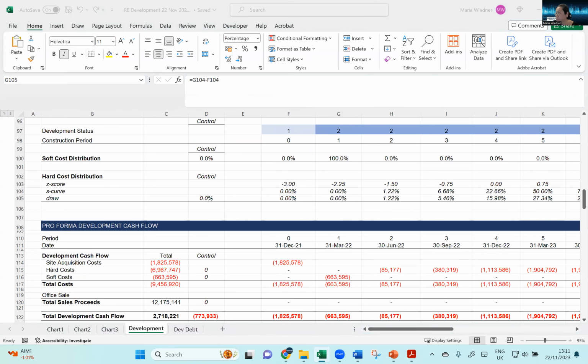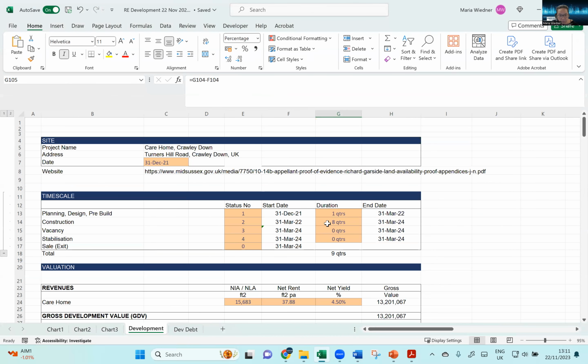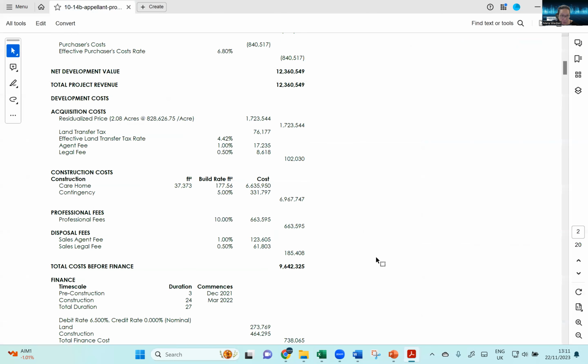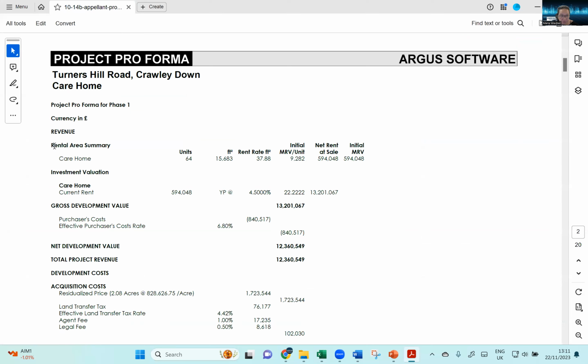Okay, so transposing what this Middlesex care home in Crawley was doing. The first thing they calculate is the revenue. The revenue here is what we call GDV, gross development value. The gross development value is a function of the rent and the yield, the years' purchase, yield or cap rate.